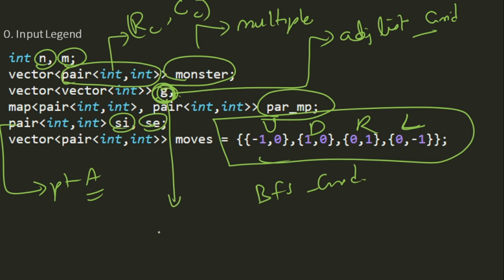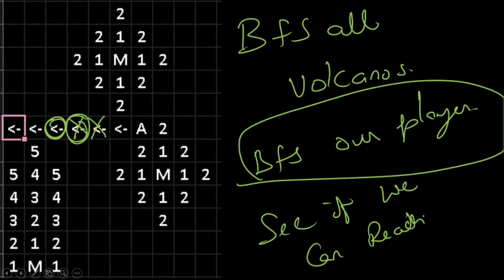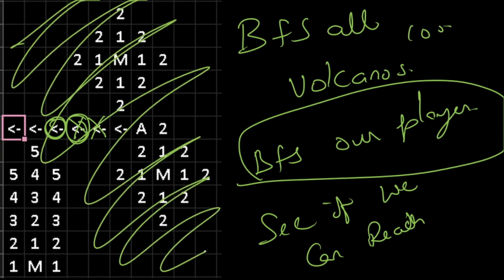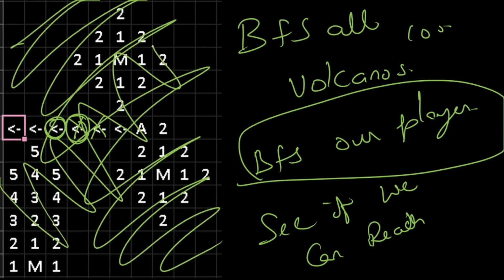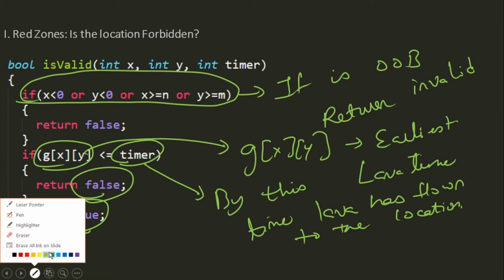This G indicates time taken by lava to reach that point. Please understand, all locations are invalid after a particular amount of time. If you take 100 units of time, this whole grid will be filled with lava. That's a very important understanding in lava flow problem. So a location is valid or invalid based on what time it is.